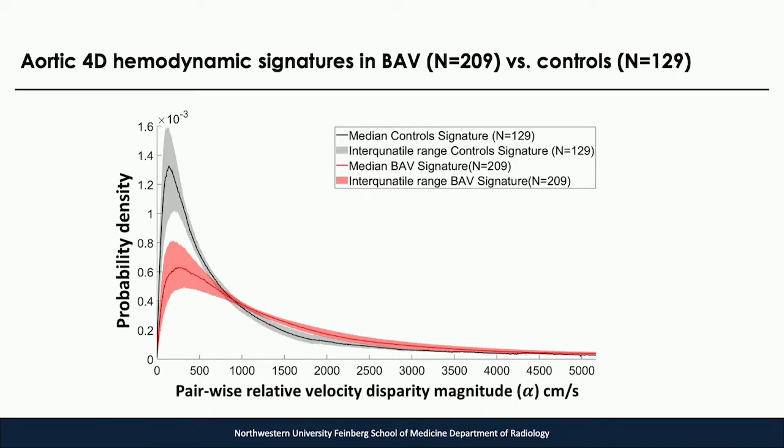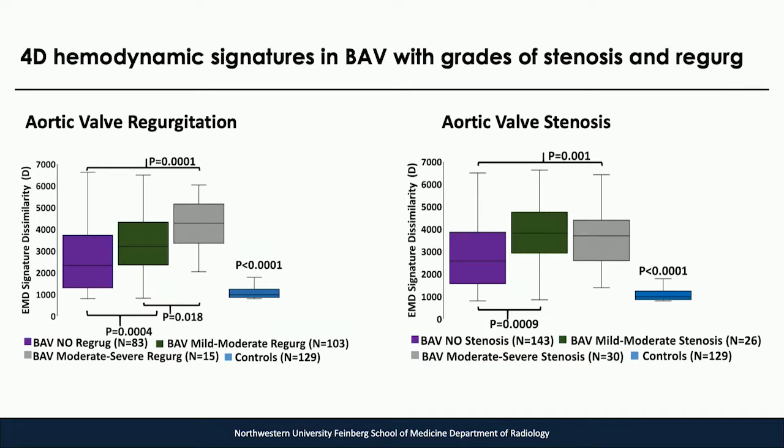And we can take this one step further. We can actually look at the valve status of these patients, and we can compute a dissimilarity metric between these curves. And we can see that we can actually stratify these patients based on their aortic regurgitation and aortic stenosis status. And we also see a very clear difference between patients and controls here as well. So we're hoping that this is an exciting new metric that we can use in patients going forward.